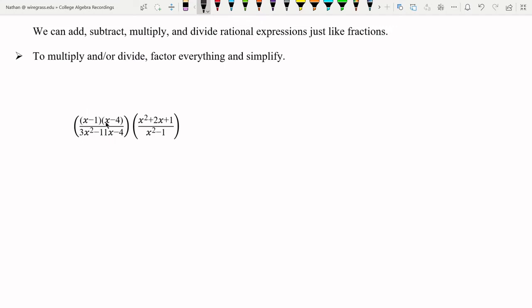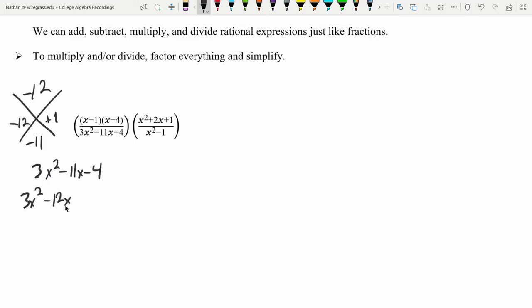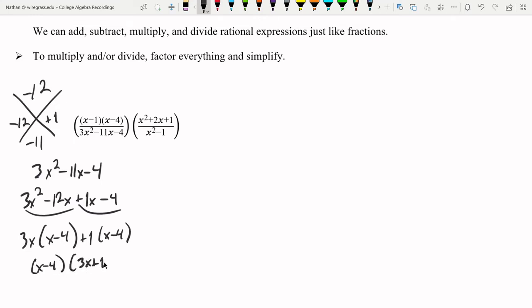So this top left is already factored. The bottom left here, I can factor down. A times c is negative 12, b is negative 11. That's going to give us negative 12 and positive 1. Okay, and I can do the full AC method now, since I can't use a shortcut. We get 3x squared minus 12x plus 1x minus 4. And then I can do factoring by grouping. Out of the first two terms, I can take out a 3x. Out of the next two, I can take out a positive 1. And we get x minus 4, 3x plus 1. So that's the factored form of this thing. I can remove that and just write the factored form in there.